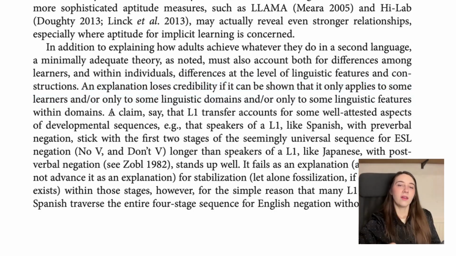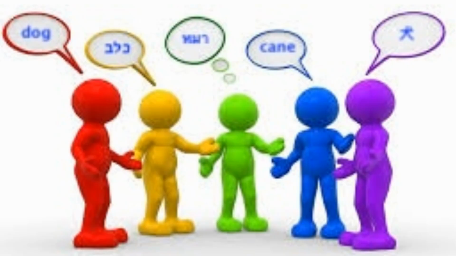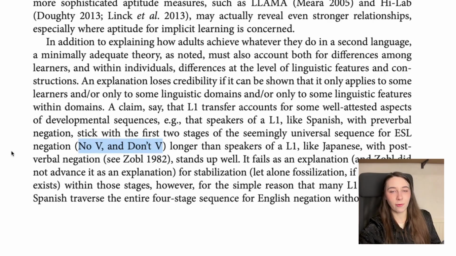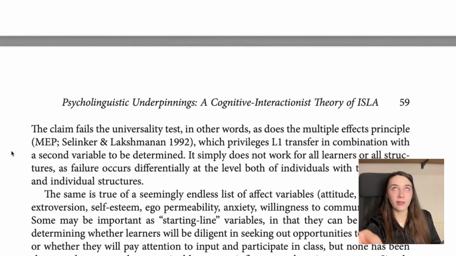A theory loses credibility if it can be shown that it applies to some learners and/or only to some linguistic domains. So, for example, some learners never learn to use the word don't, and so they say, I don't, instead of I don't have it, they say no have. And so you could attribute this to their first language. So Spanish speakers often have problems with negative forms in English. And so you could say, okay, well, they're not acquiring this point because of their L1. But then that doesn't account for the fact that many Spanish native speakers do use negative forms correctly in English. So that doesn't work. So just focusing on differences with the L1 isn't good enough.